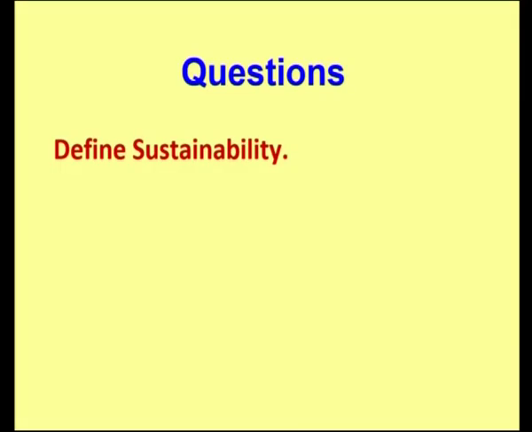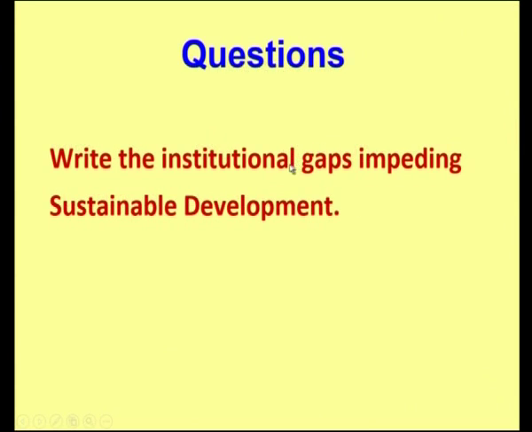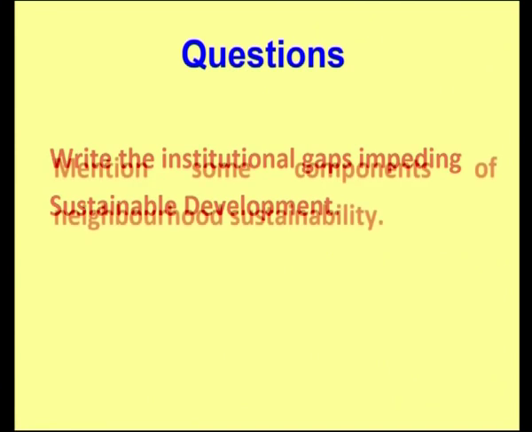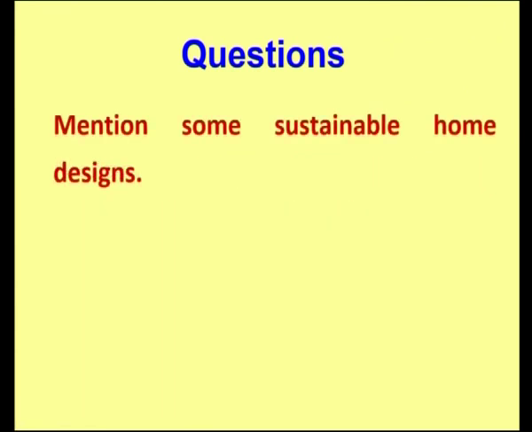Now, let us have some questions. The first question: define sustainability. The second: mention the components of sustainable development. And third: write the institutional gaps impeding sustainable development. The fourth one: mention some components of neighborhood sustainability. And the last one: mention some sustainable home designs.